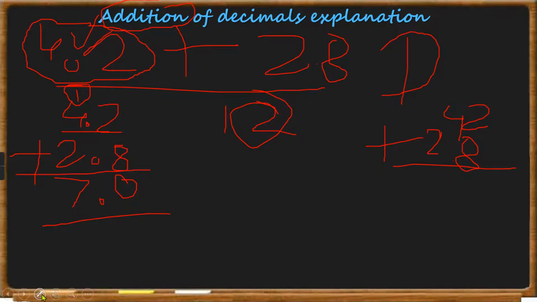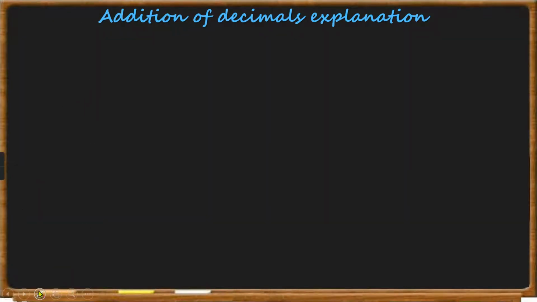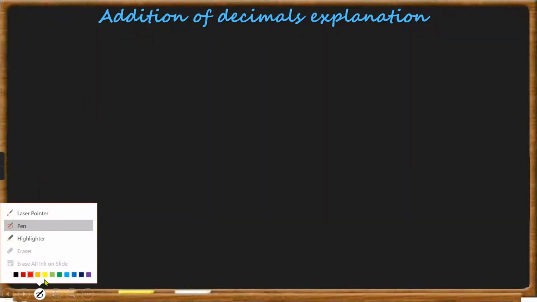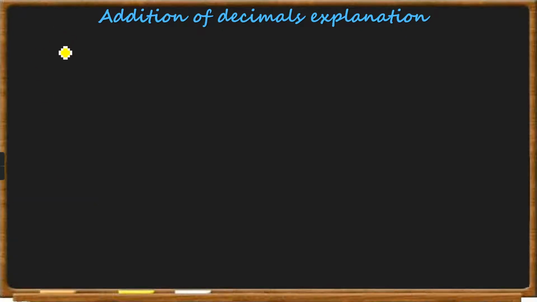This was as simple as the normal thing. But where will the difficulty come? The difficulty will come when your numbers are these. When your numbers are 2.8 plus 4.02.